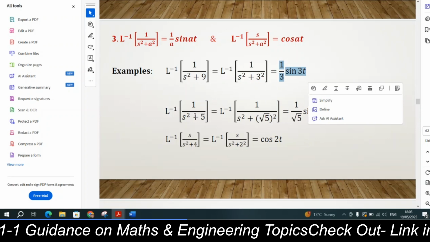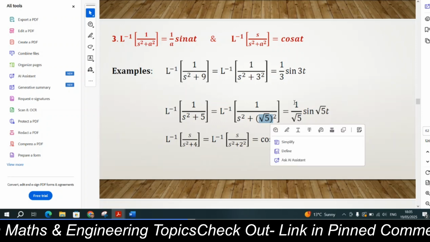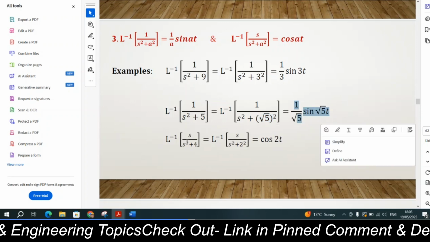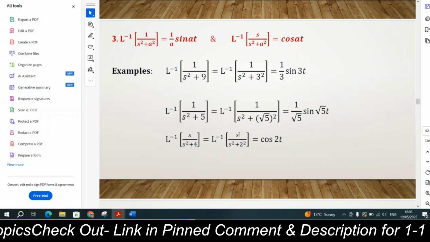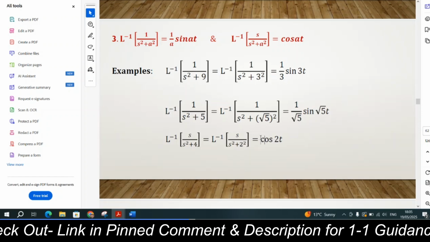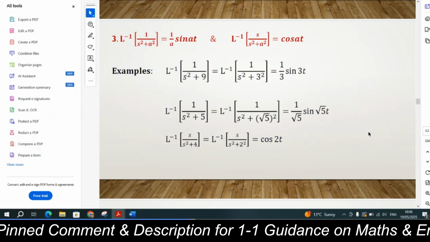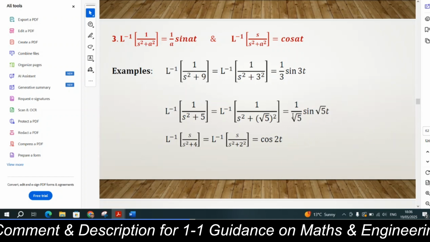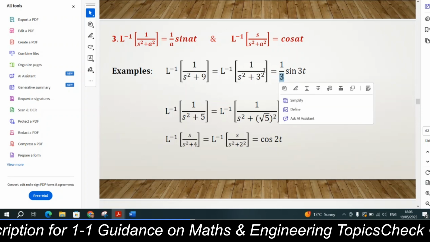With s square plus 9, if it is a constant in the numerator, that means it has to be a sine function, and 9 is actually 3 square, so you'll write 1 by 3 sin 3t. Over here you have s square plus 5, so 5 is root 5 the whole square, and therefore you'll write 1 by root 5 sin root 5t. Next, s upon s square plus 4: 4 is 2 square, you have an s in the numerator, so it has to be a cos function, and you write it as cos 2t. Are the examples clear?